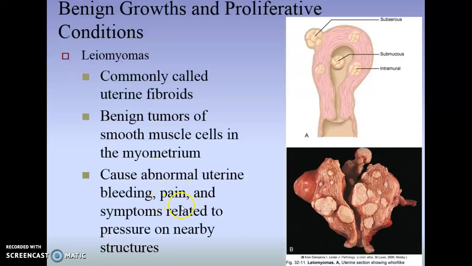There can be extreme pain involved. The pain can worsen during menstruation, and there can also be symptoms related to pressure on nearby structures. So, for instance, this one up here can push out and put pressure on, say, the intestines or any other organ in the pelvic region at the base of the peritoneal cavity.